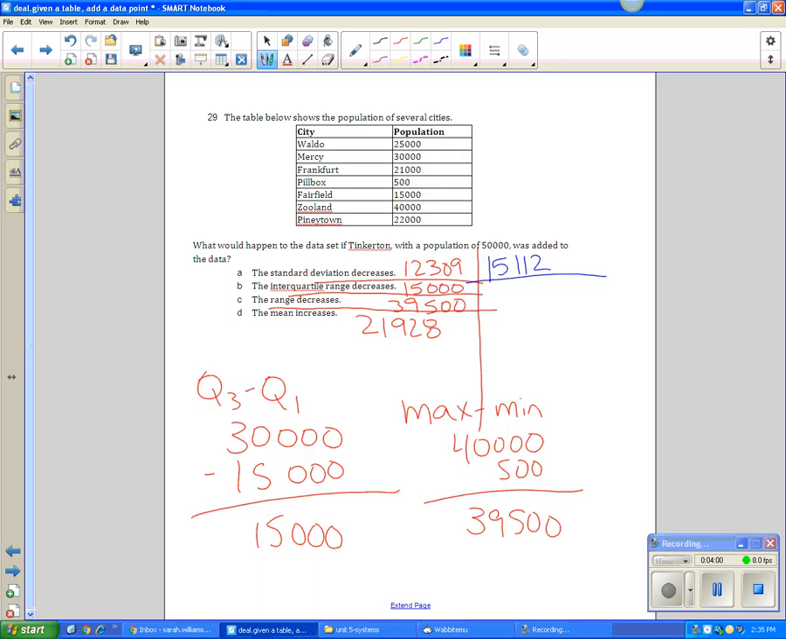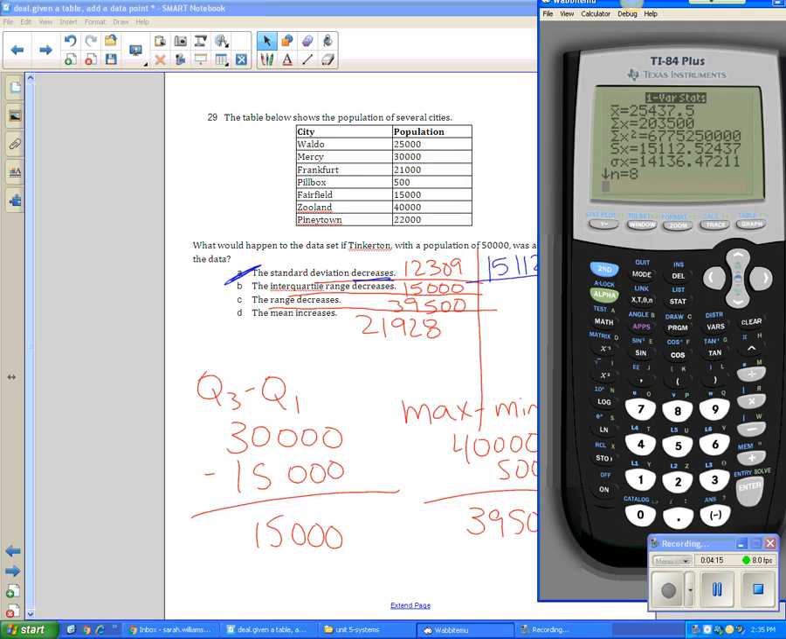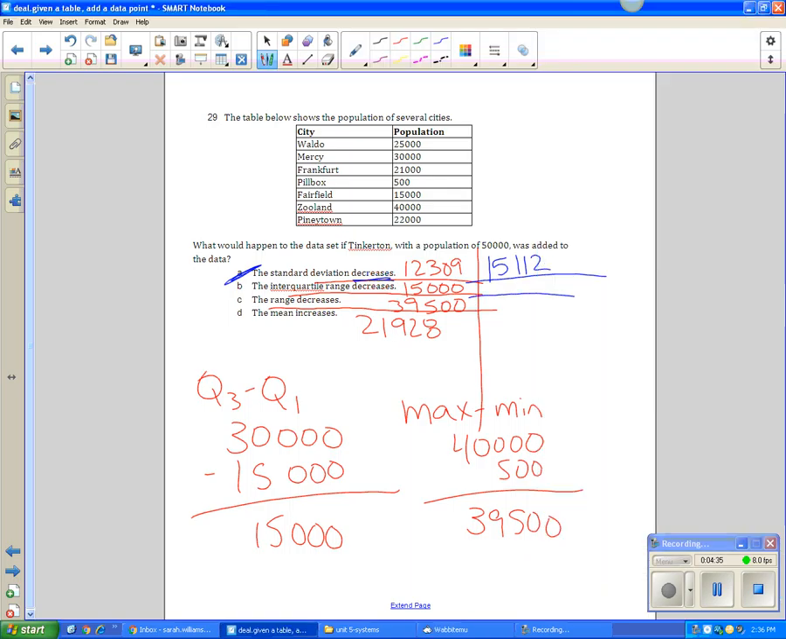And let's look at what A says. A says the standard deviation decreases. Well, that means goes down. From 12,309 to 15,112, did it go up or go down? It went up. So A is not the right answer. All right, let's look at the interquartile range. So that's Q3 and Q1. Q3 is 35,000, Q1 is 18,000, so I need to subtract those, which gives me 17,000. So did that decrease? Nope, it increased.